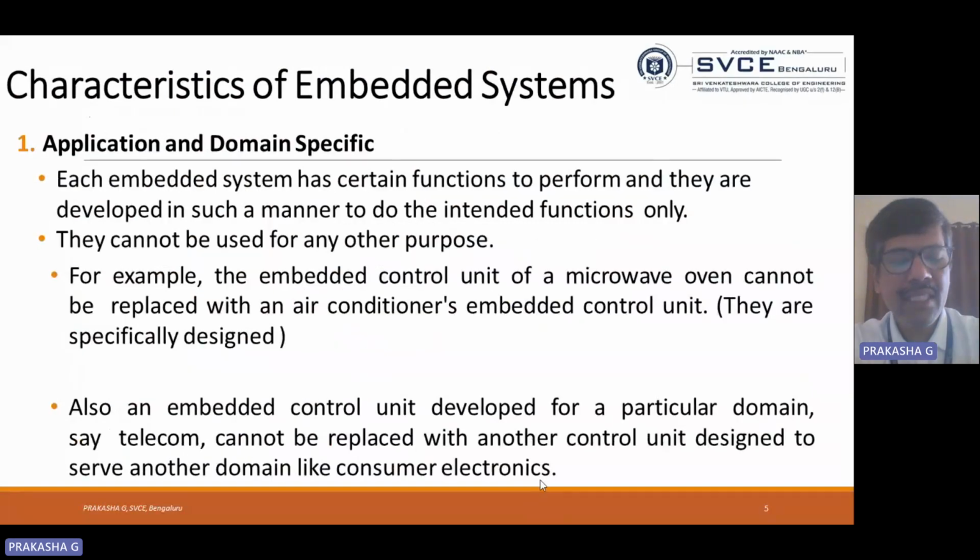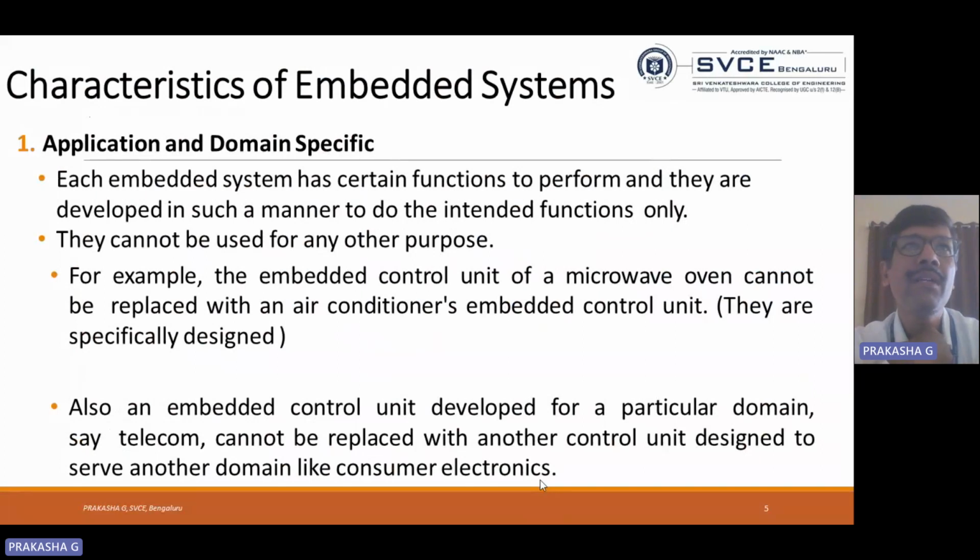Let us see how exactly application specific and domain specific embedded systems come in. Each embedded system has certain functions to perform and is developed in such a manner as to do the intended function only. That is the definition of the embedded system: a combination of hardware and software meant to perform a specific task. They cannot be used for any other purpose.